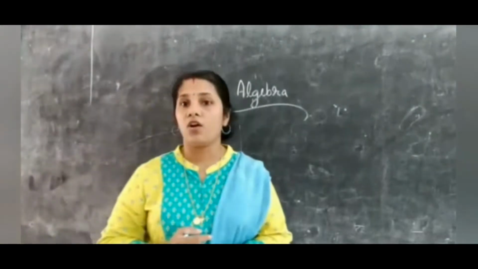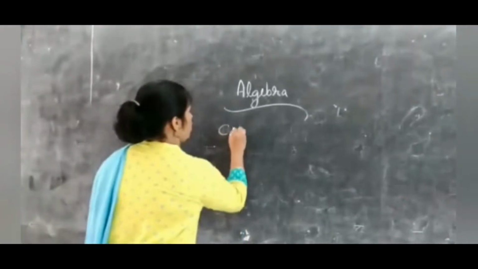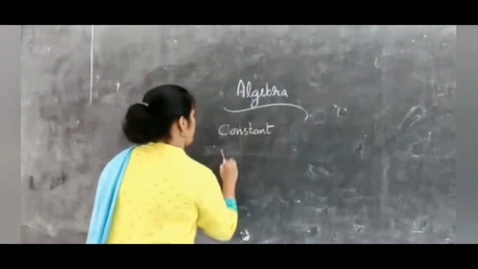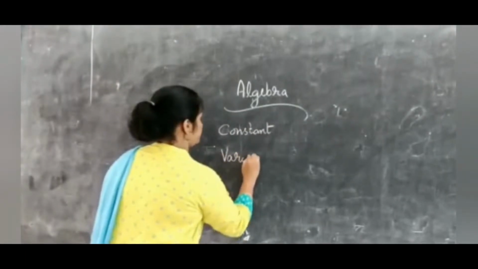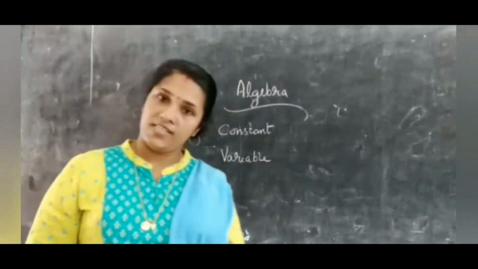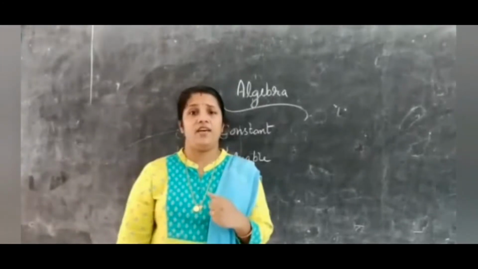One is called constant and another is variable. Constant, variable. What is constant and what is variable? Constant means it has a fixed value.